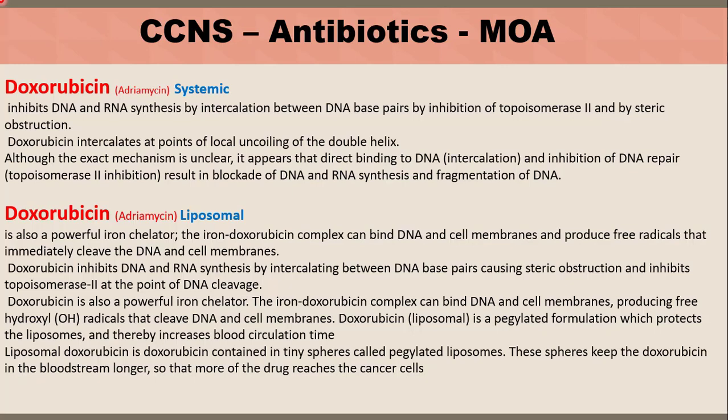Liposomal doxorubicin is a pegylated formulation which protects the liposomes and thereby increases blood circulation time. Liposomal doxorubicin is doxorubicin contained in tiny spheres called pegylated liposomes. These spheres keep the doxorubicin in the bloodstream longer so that more of the drug reaches the cancer cells.